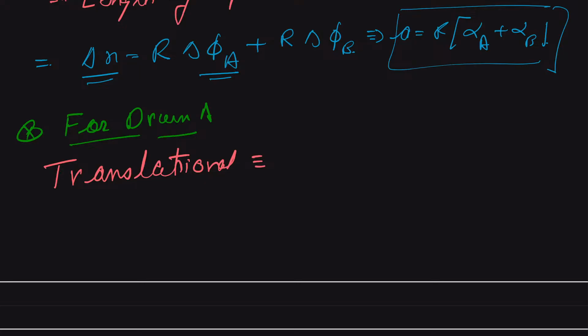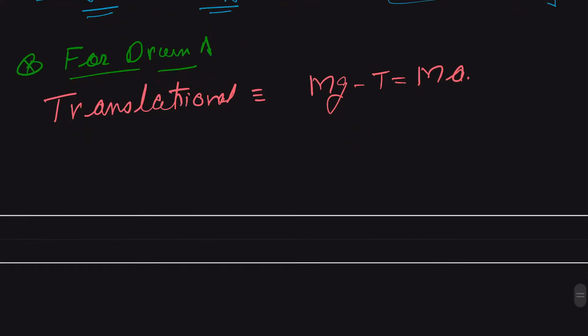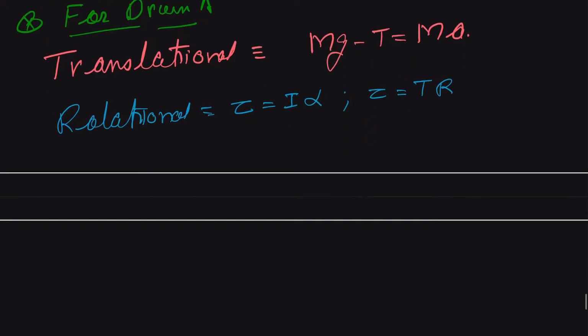Translational, it is moving in the downward direction. So we are going to have mg minus T is equal to mass into acceleration. And then we have rotational. Rotational is our torque tau, which is equal to moment of inertia multiplied by angular acceleration. Our torque will also be equal to tension multiplied by our radius.